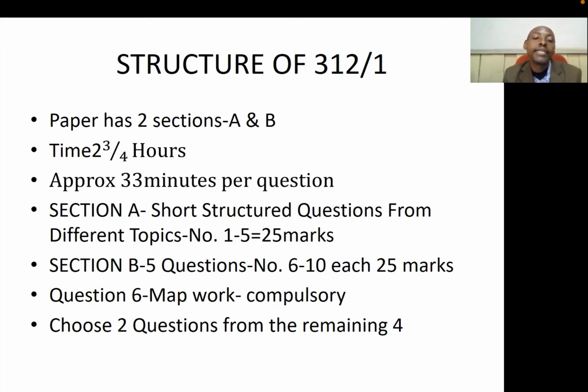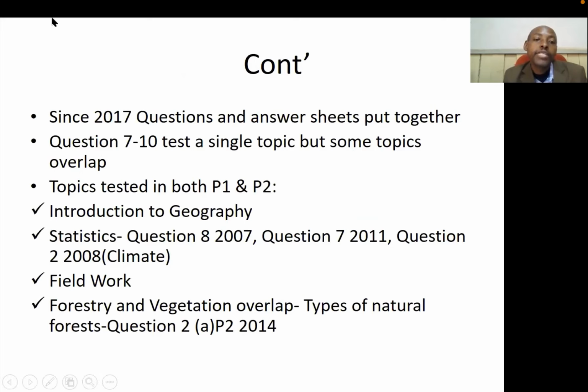Then section B has 5 questions, where question 6 is compulsory, usually on map work. This has been there over the years. It has not changed. And then after doing question 6, students are supposed to answer 2 other questions from the remaining 4. Since 2017, questions and answer sheets are put together, while previously the answer sheet used to be separate from the question paper.